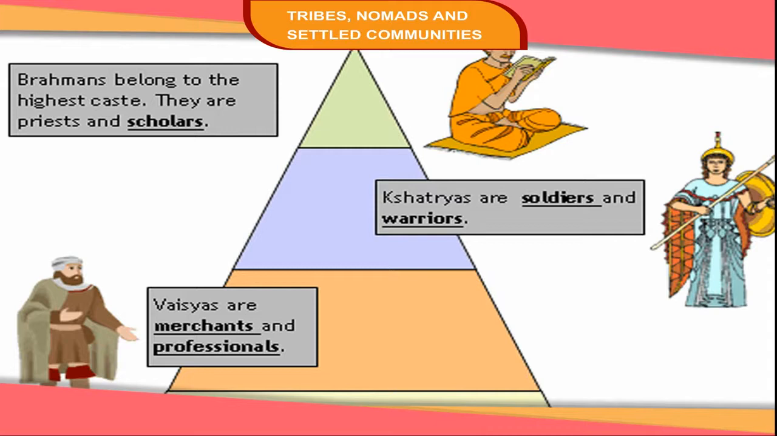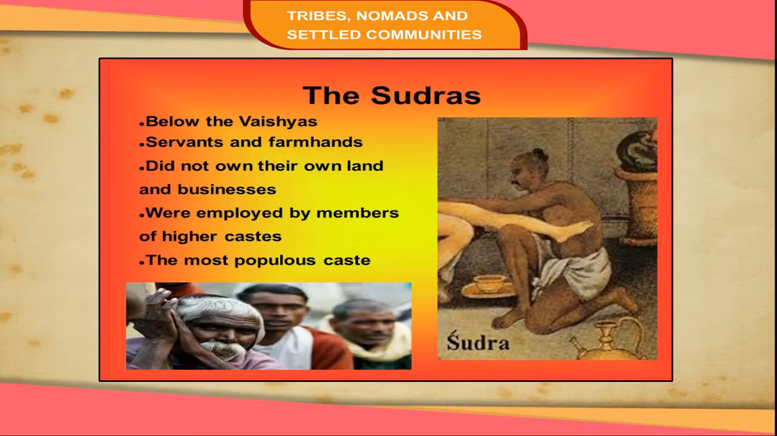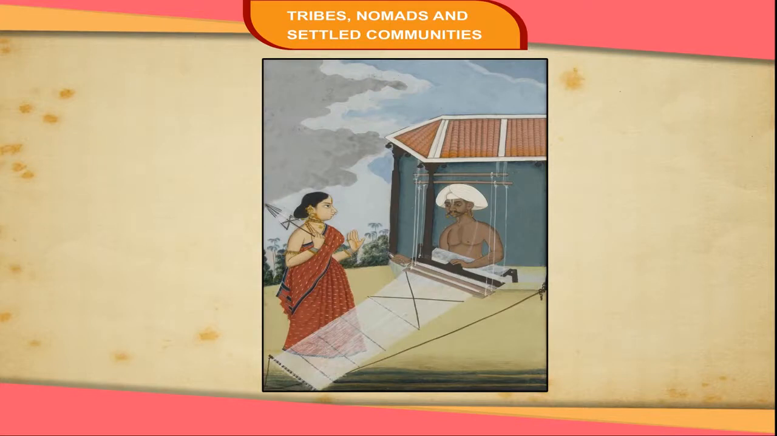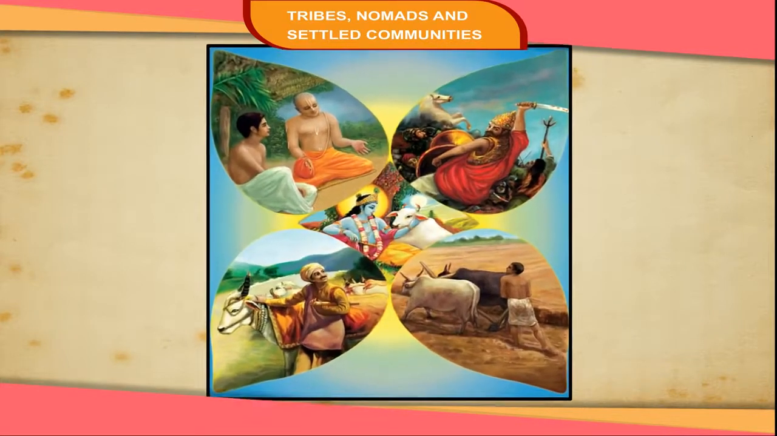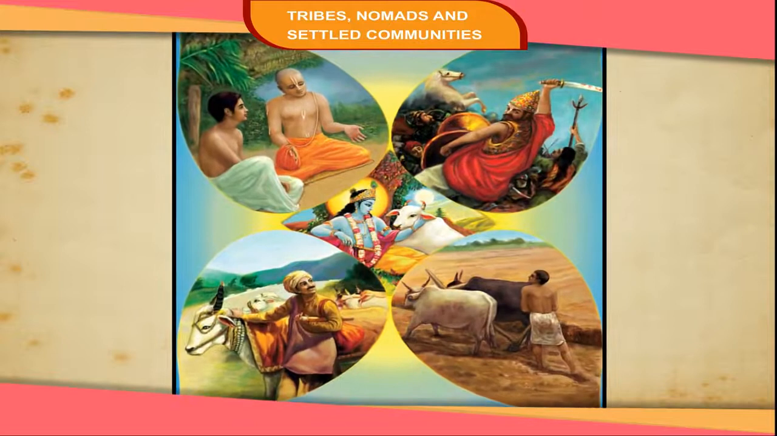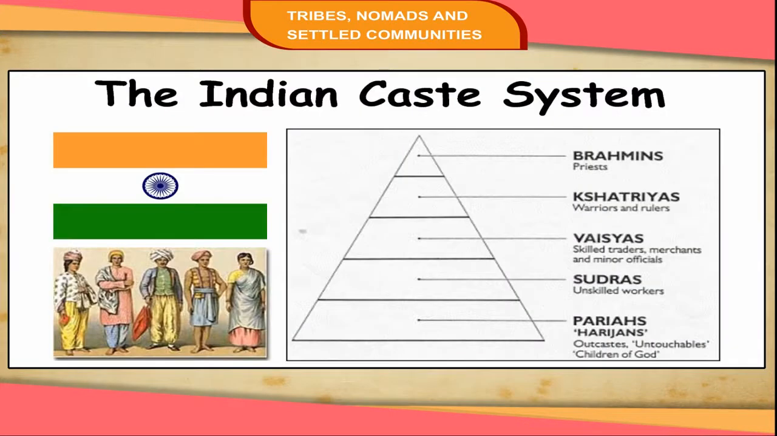All these 3 upper castes were entitled to thread ceremony. The Shudras, who formed the lowest caste, were deprived of many privileges and were engaged in menial jobs. Unlike other ancient civilizations, slavery did not exist in India. In course of time, caste system had become rigid and hereditary. During the medieval period, 4 main varnas came to be divided into several subcastes or jatis.